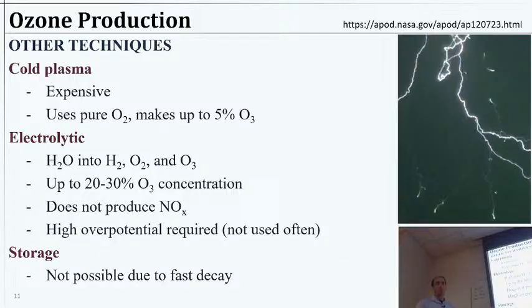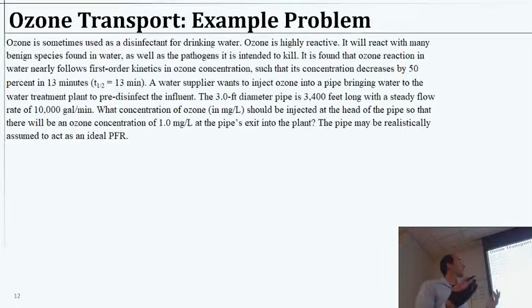We can't really store it. It'll decay too fast, probably just decay into oxygen. I don't know, maybe you could figure out a way to get liquid ozone. It would be crazy expensive and probably dangerous. So no practical storage, so we don't typically use ozone except when you generate it on site. Okay, so a few other things there.